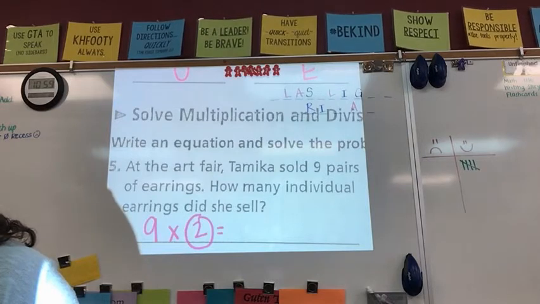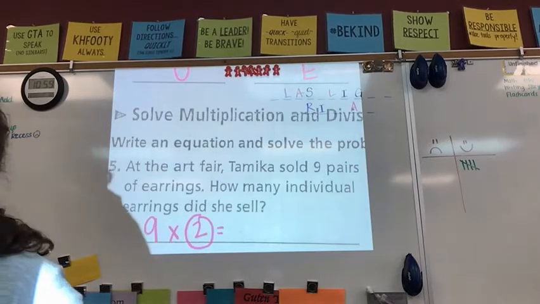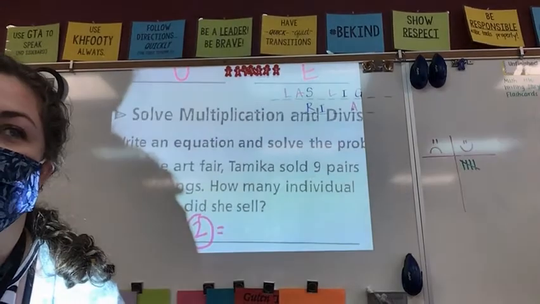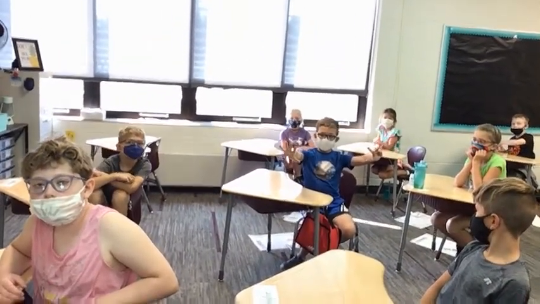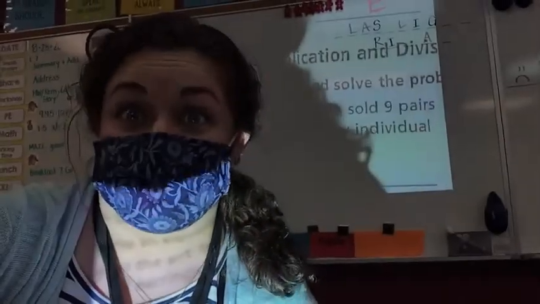So there's a little trick for 9s. Should I show you? Go ahead. So it's 9 times 2. So put your fingers out and put down the second finger, and then it's 18. Oh, we will learn that more when we do our 9s. But you're totally right. That's a great trick for 9s.